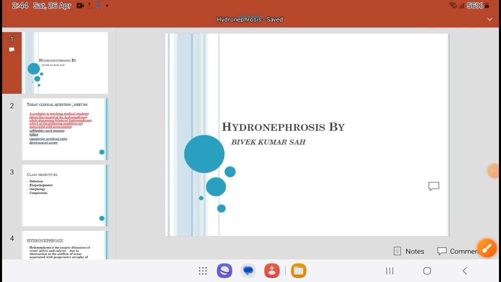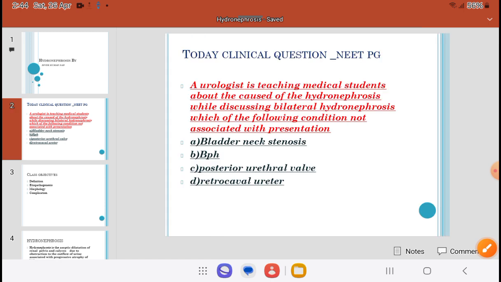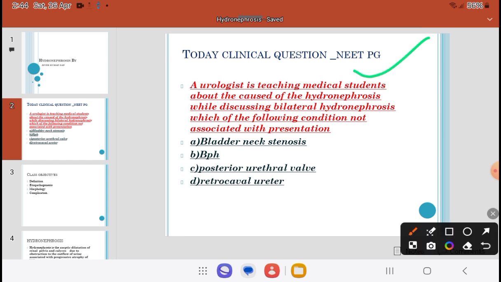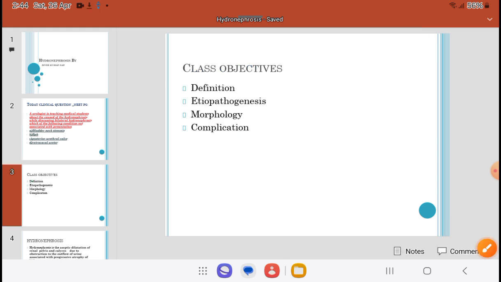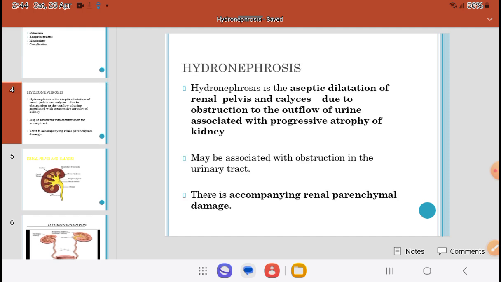Today's topic is hydronephrosis. This is a very important question for the university examinations, and it is a clinical question asked in NEET PG examinations related to hydronephrosis, which we will discuss later. And this is the class objective for today. First of all, what is the definition of hydronephrosis?